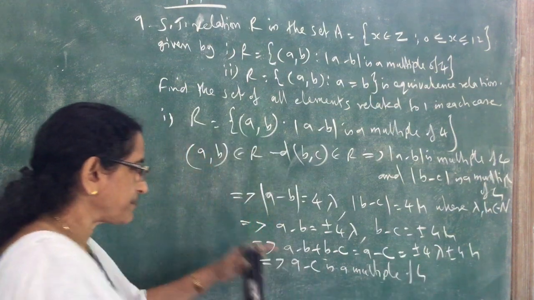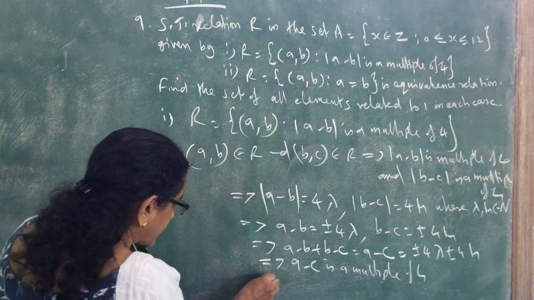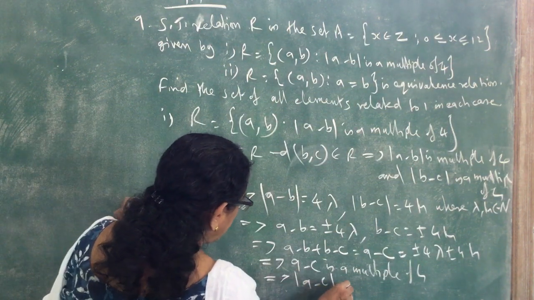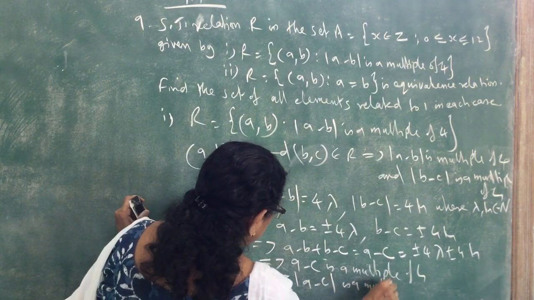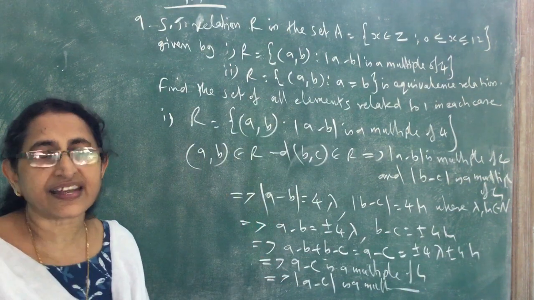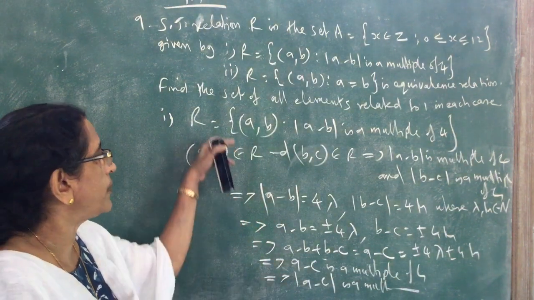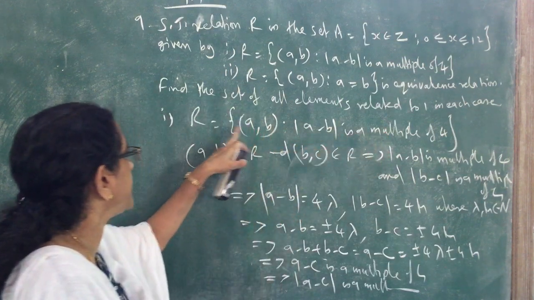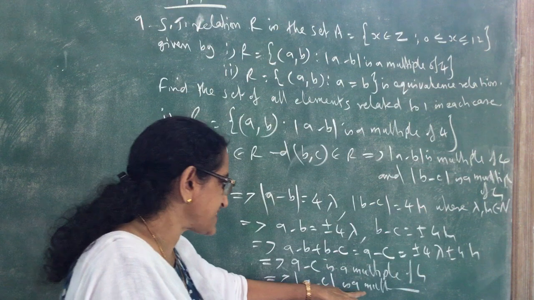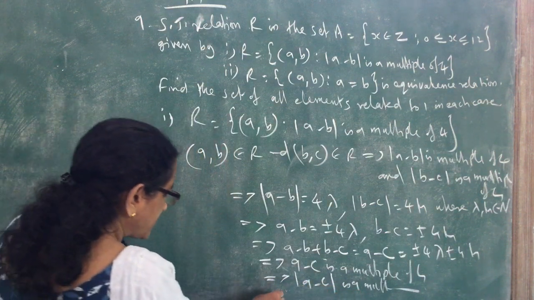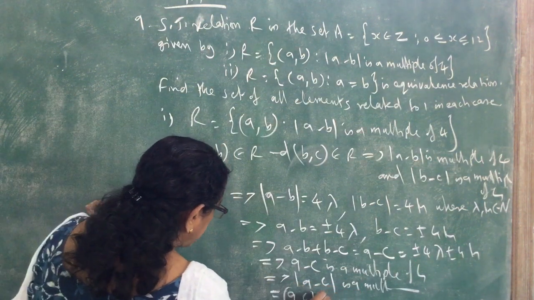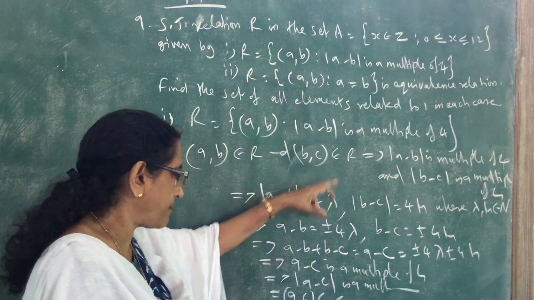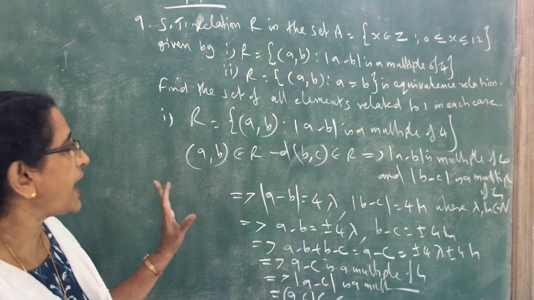Multiple of 4. So from that we can write, therefore, modulus A minus C is a multiple of 4. Therefore we can write AC. See, modulus A minus B is a multiple of 4 means AB belongs to R. So modulus A minus C is a multiple of 4 implies, from this we can write, ordered pair AC belongs to R. So we got AB belongs to R and BC belongs to R implies AC belongs to R. So we proved R is transitive.